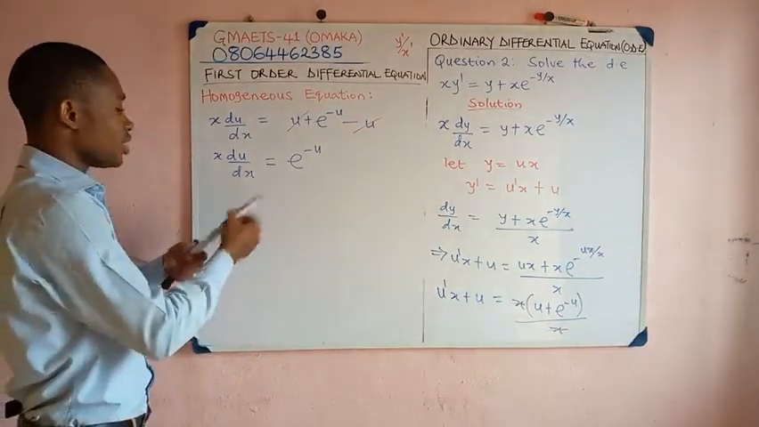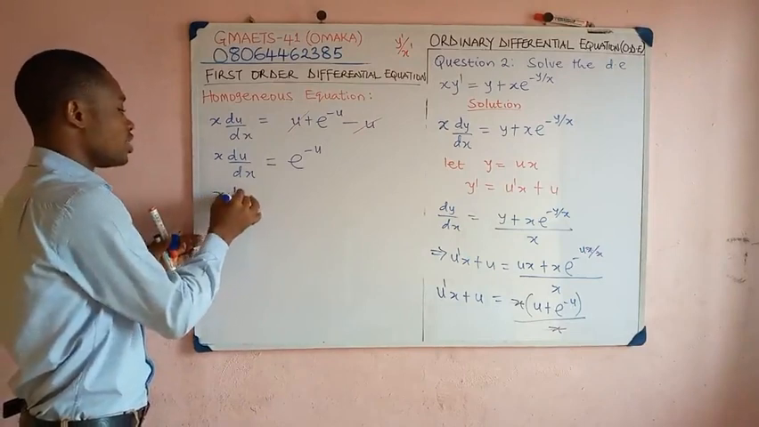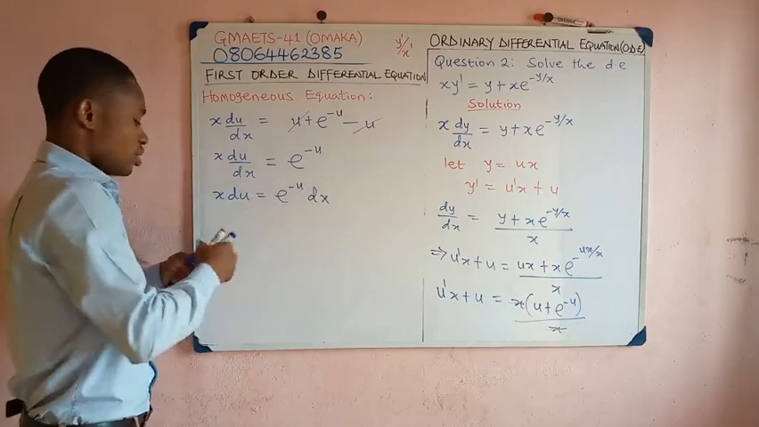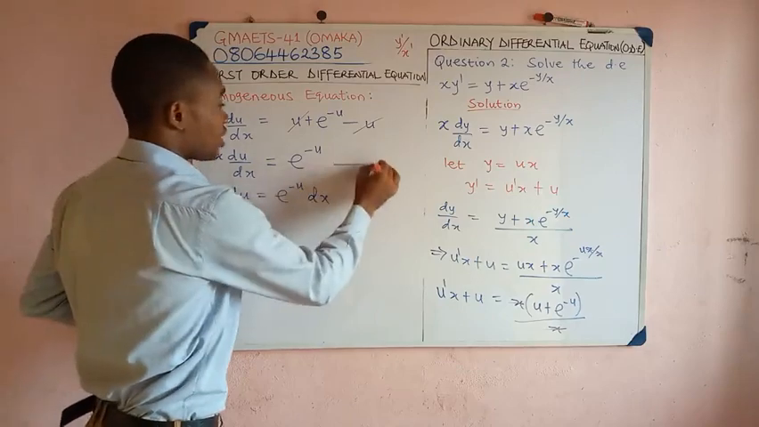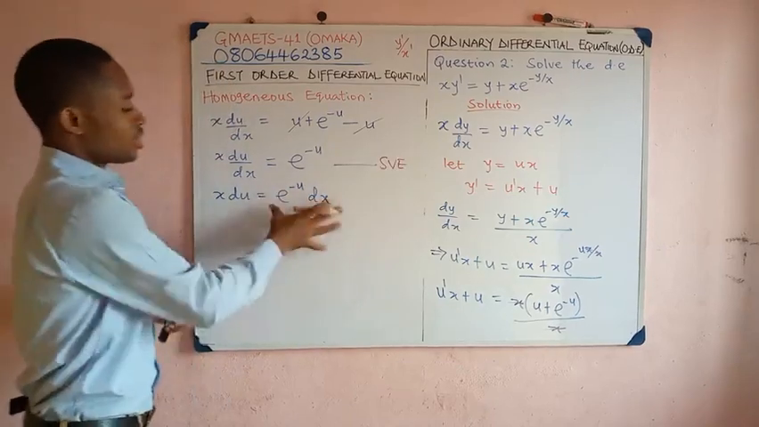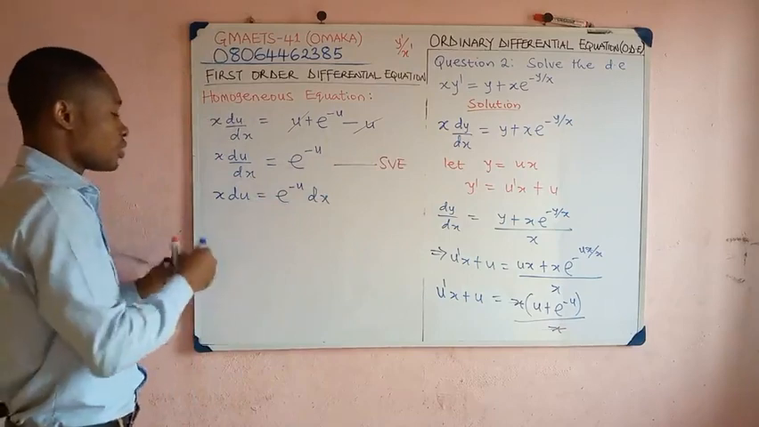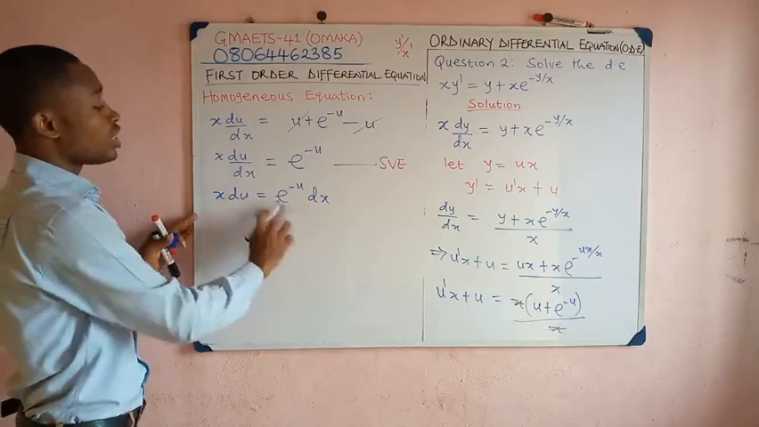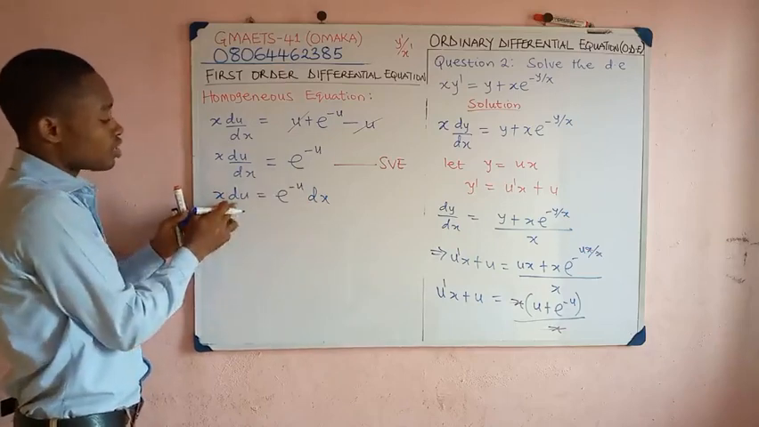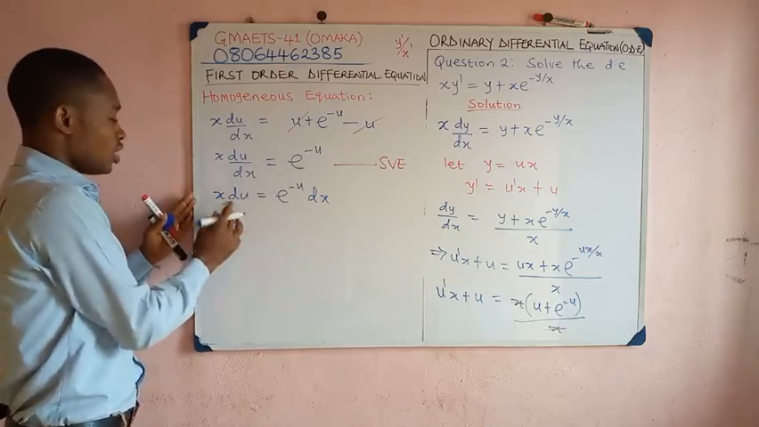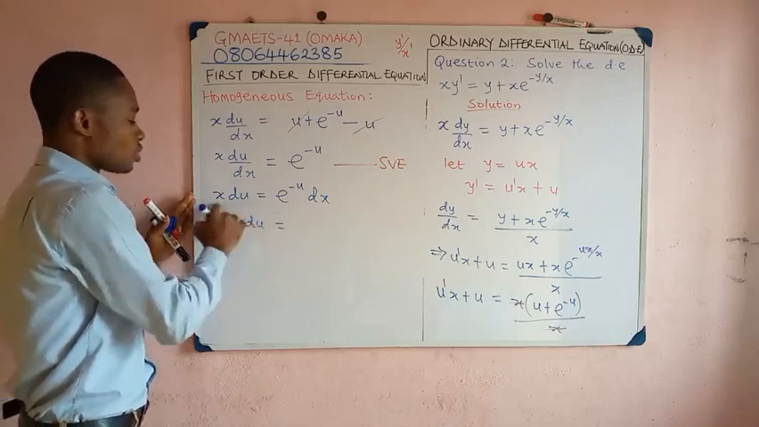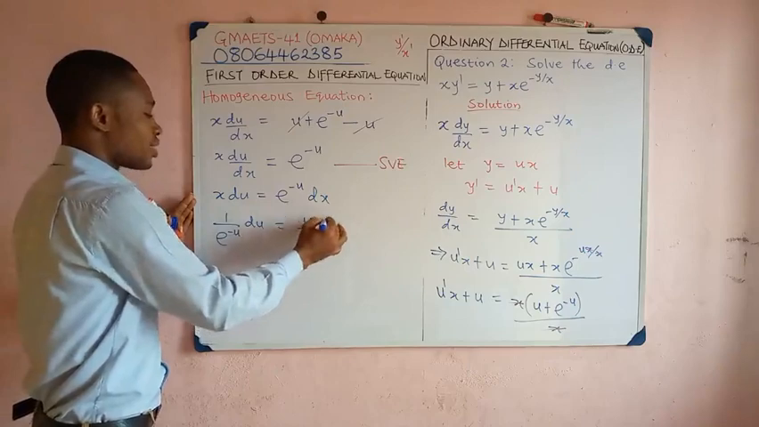You can cross multiply. If you cross multiply, you have x du equal to e^(-u) dx. This is a separable variable equation, like I said. Let's quickly separate the variables. This u with its differential coefficient du, we'll bring it here. Then this e^(-u) will come to its controlling differential coefficient. It's going to come as 1 over e^(-u) du equal to this x, which will come over here as 1 over x dx.